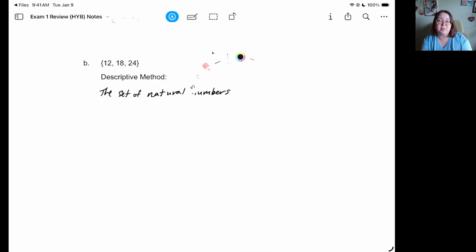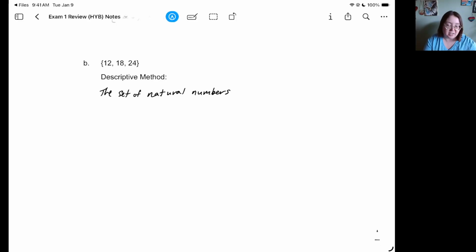So you have some options. You can say x is a natural number. That kind of leans it a little bit more towards like set builder notation by saying x, which is fine. That's still the descriptive method. Or you can say the set of natural numbers. So you have some options. It can be kind of up to you. I like to say the set of natural numbers since that is typically what we're looking at. We're looking at a set that is in roster method right now. So we're describing this.